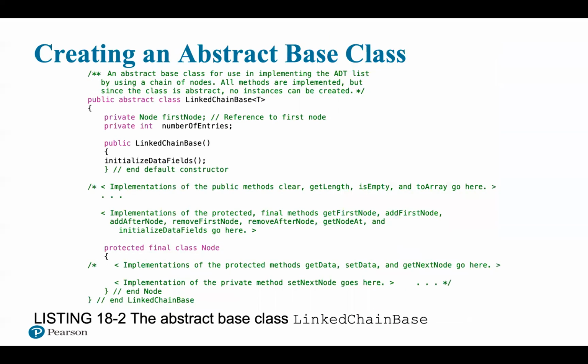We can simplify the previous class LListRevised by organizing the portions of it that deal with a chain of linked nodes into an abstract base class. Listing 18.2, which we're showing here, outlines such a class, LinkedChainBase. Note that the class is abstract by virtue of the keyword abstract. Therefore, a client cannot create instances of this class, even though all of the class methods are implemented.